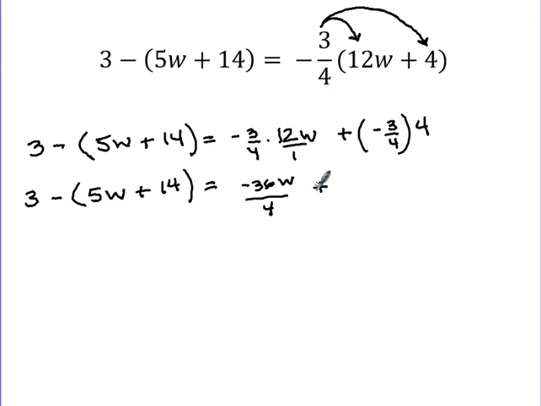Plus, again, I have a fraction being multiplied times a whole number, so I'll turn this into a fraction. And again, multiply the tops, multiply the bottoms. Negative 3 times 4 gives me a negative 12. And then 4 times 1 gives me 4.